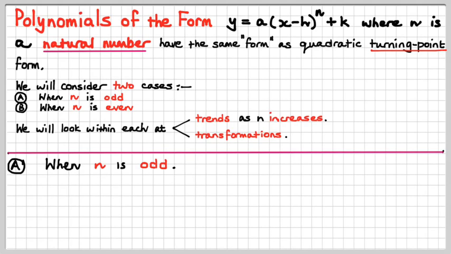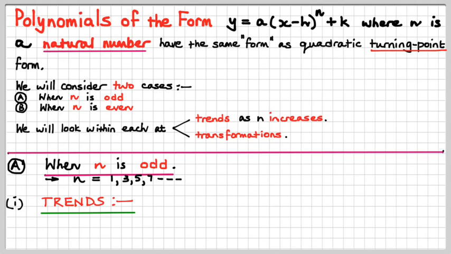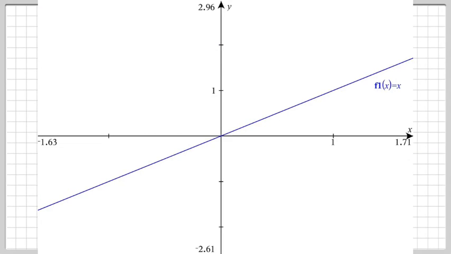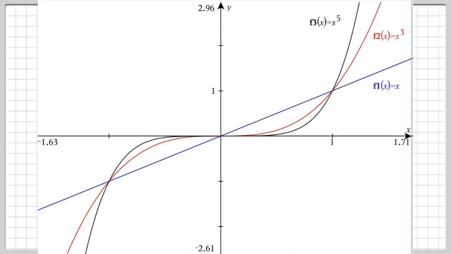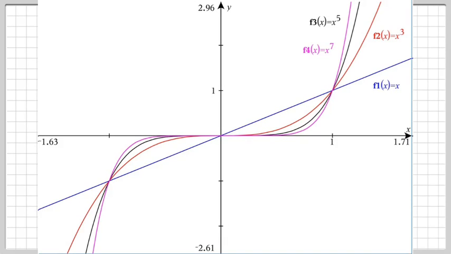Right, now, when n is odd, n would be 1, 3, 5, 7 if it's a natural number. I don't mean negatives, I just mean natural numbers, 1, 3, 5, 7. The trend is your friend. Let's have a look at this. That's y = x, which you're very familiar with. Now let's do x cubed, x to the 5th, x to the 7th.